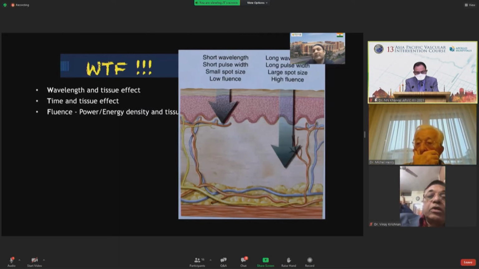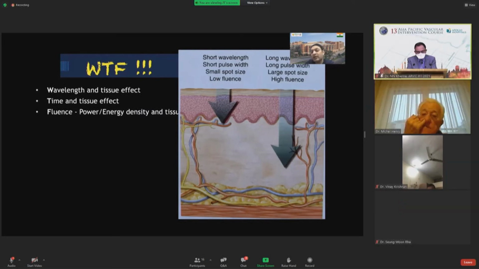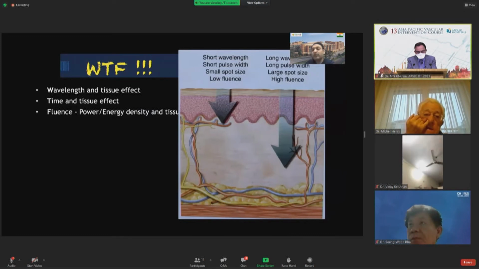With shorter wavelengths, we always try to use a shorter pulse width and a small spot size, because if you have a larger spot size, the energy goes much deeper. If you have a small spot size, the energy remains much more superficial. If you use a lower fluence, the energy will be superficial. If you use a higher fluence, it goes deeper.